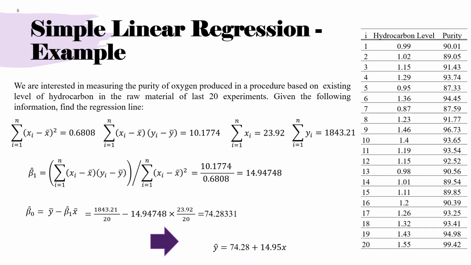As a result, the fitted regression model indicates that the expected oxygen purity equals 74.28 plus 14.95 times the hydrocarbon level of the raw material. This model allows the chemist to predict oxygen purity in advance and better understand how changes in hydrocarbon levels influence the outcome of the process.